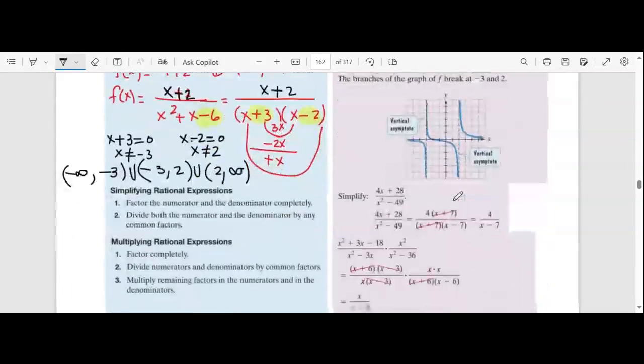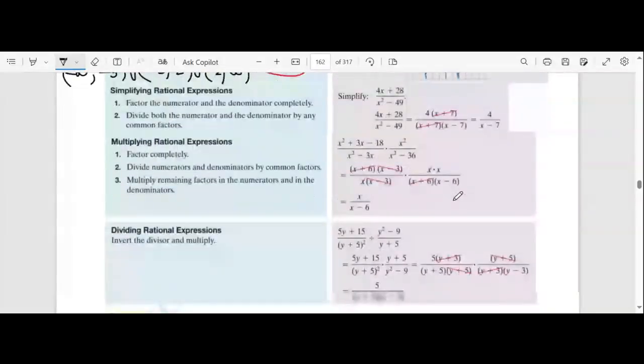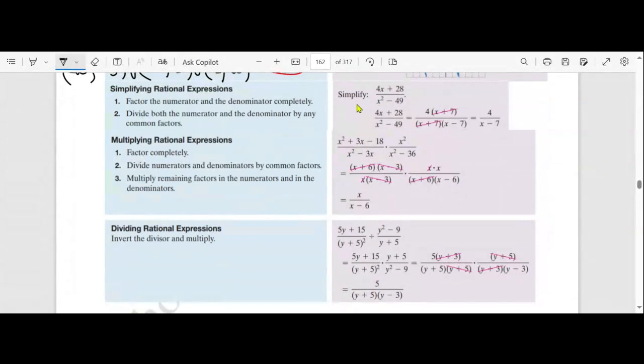Now let's go for simplifying. He is giving you a simplification. The first thing you should do here is to factor the numerator and the denominator. So what is the greatest common factor? 4. What's the greatest common factor here? We don't have a greatest common factor, so we do just difference of 2 squares. And then you cancel, and this is your final answer.